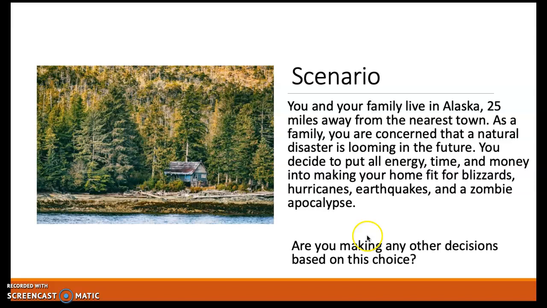Are you making any other decisions based on this choice? Yes. By choosing to put all of your eggs in one basket, you are also choosing not to do something else. The money that you're spending could be spent on investments. It could be spent on vacations or starting a college fund. All the time that you're putting into this, you could be spending playing sports, watching TV, going on vacation. So by making this choice, you are also choosing not to do something else.